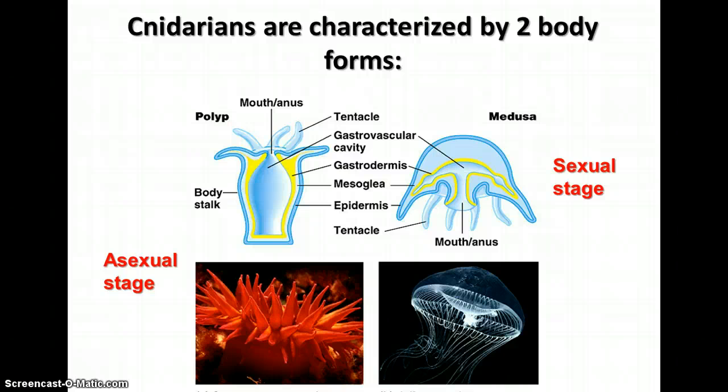Cnidarians are characterized by two different body forms, the asexual polyp form, like you see here in the sea anemone, that has the mouth at the top, surrounded by the tentacles. Most of these are sessile, although there are a few that can move around. And the second form, the sexual form, is called the medusa. It's basically the polyp turned upside down. So the mouth is at the bottom, surrounded by the tentacles. This is the stage that can move around from place to place. Very, very different kind of organisms. This is the typical jellyfish structure that you see in jellyfish.